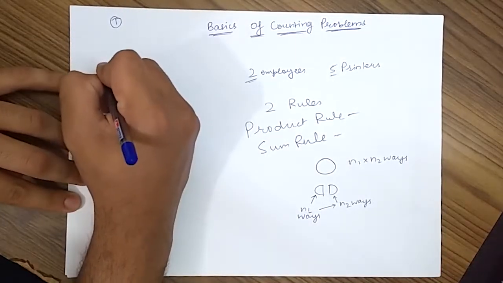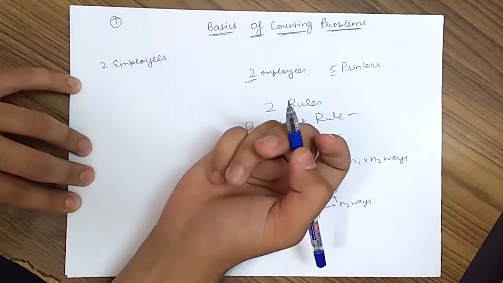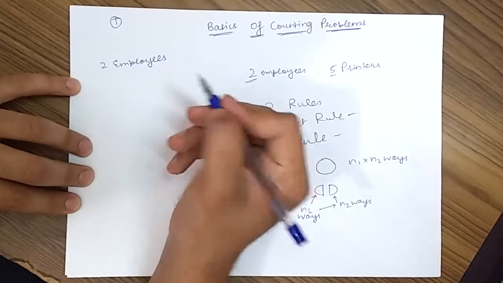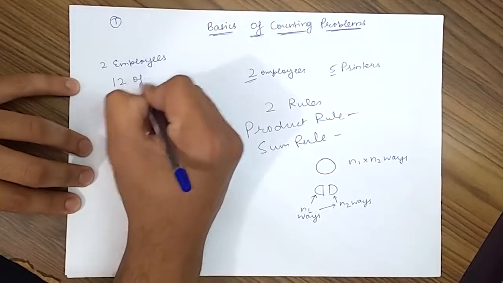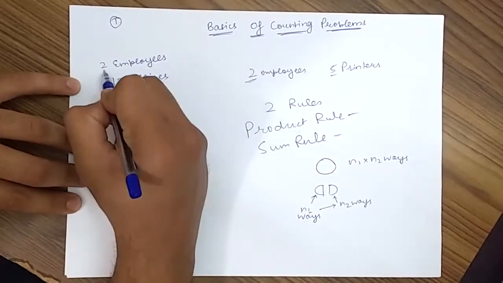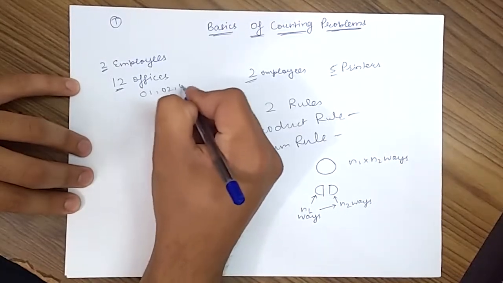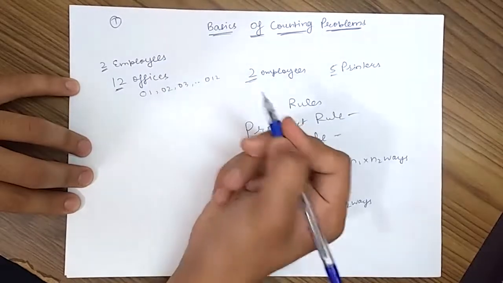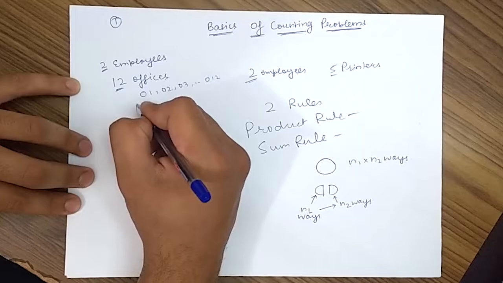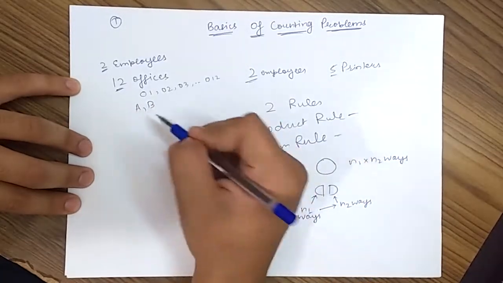Suppose there are 2 employees in a company. The company has only 2 employees and the company purchases a building that has 12 offices. Now you have to assign these 12 offices to these 2 employees. Offices labeled like O1, O2, O3 to O12. Employees names are, for example, A and B. Now you have to assign these offices to these 2 employees.